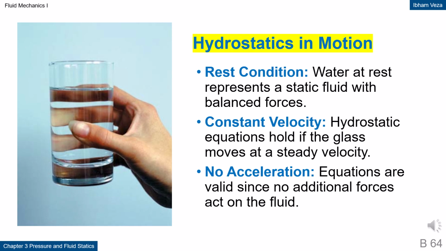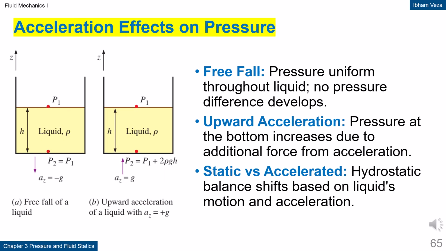Hydrostatics in motion. If a container moves with constant velocity, the fluid inside still behaves like a static fluid. There are no additional forces due to acceleration that affect the pressure distribution. Therefore, the hydrostatic equations are still valid in this condition. An example is water in a glass carried at constant speed. Pressure changes only when acceleration is present.